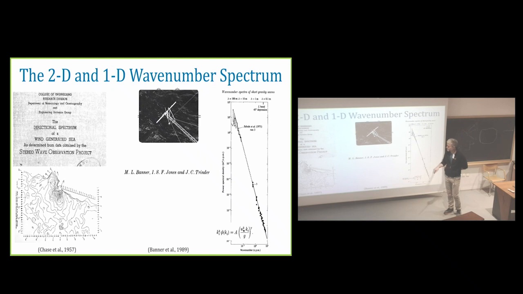Many years later, there was some other study, by Banner, to investigate the shape and saturation level of short gravity waves. They used 3D data to get the two-dimensional spectrum kx, ky, then integrated over direction to get this funny shape, k to the -3, which is then used to parameterize the saturation level using u star and an empirical parameter.